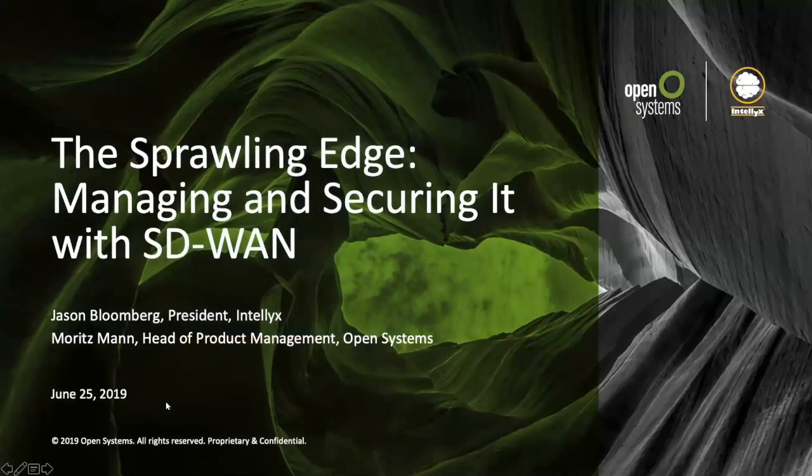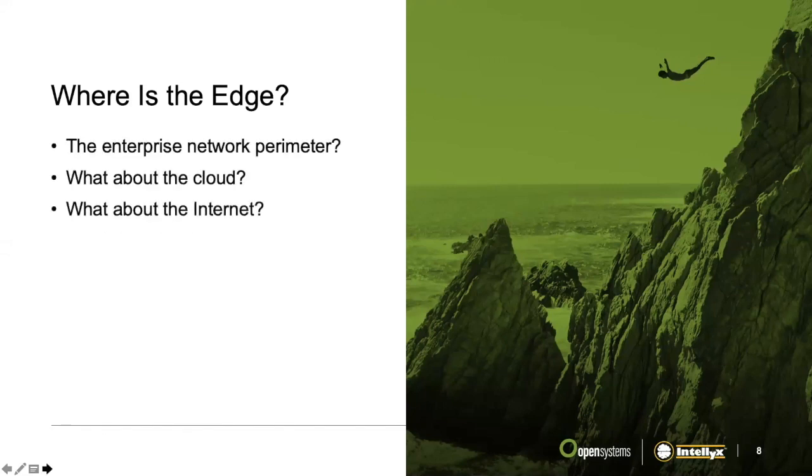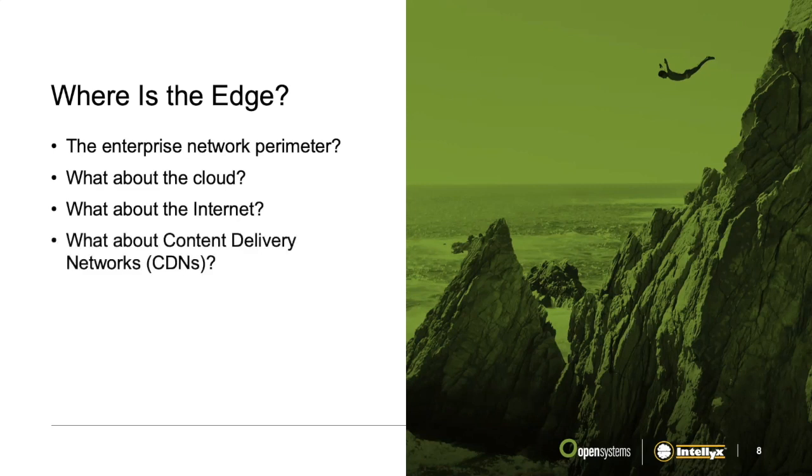So we're talking today about the sprawling edge, managing and securing it with SD-WAN. We should probably start this discussion with this notion of the edge. What is the edge, and what does it mean for it to be sprawling? This is sort of an odd word, sprawling. When we talk about the edge or edge computing, there are actually multiple different edges, and this is one of the most confusing things about edge computing, that it's not just one thing. You may think of it as a traditional enterprise or corporate network.